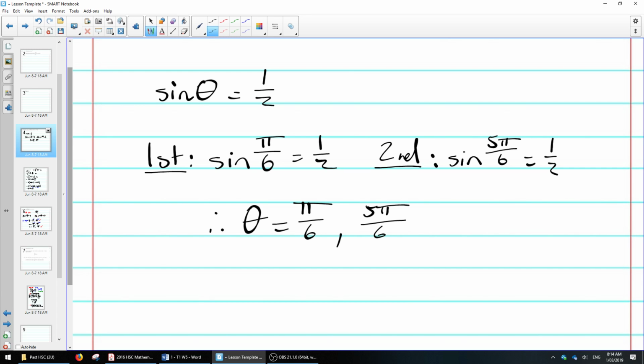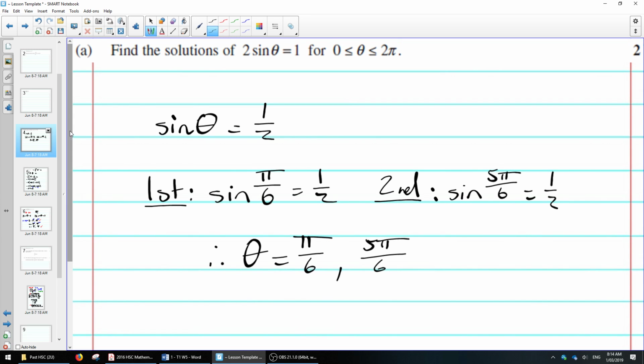And I don't need to multiply it this time by 2 at the end, because in the question, it was just theta. It wasn't saying theta over 2 or anything like that. So anyway, we'll call it there.